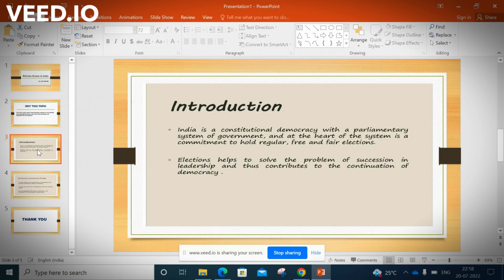India is a constitutional democracy with a parliamentary system of government, and at the heart of the system is the commitment to hold regular, free and fair elections. Elections help us to solve the problem of succession in leadership and thus contribute to the continuation of democracy.